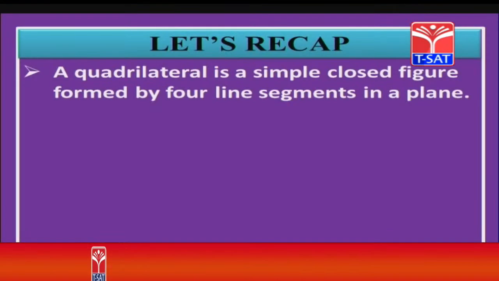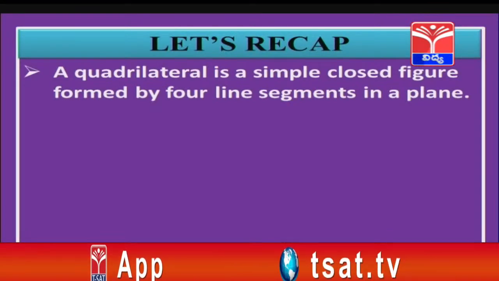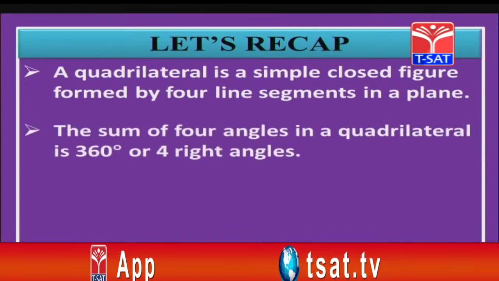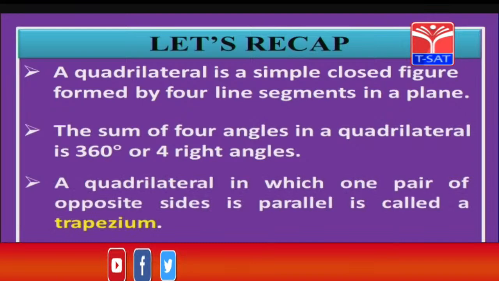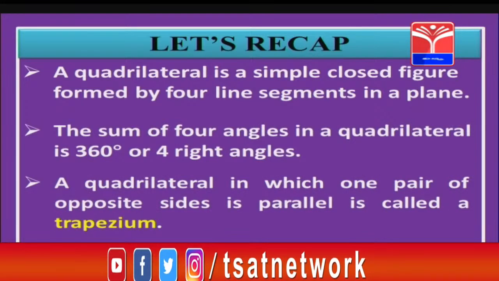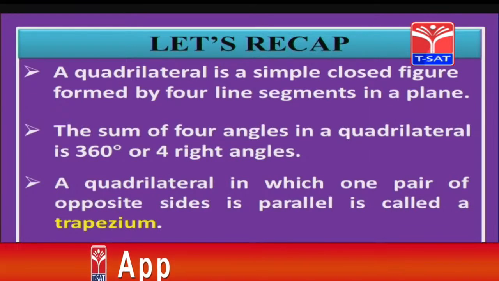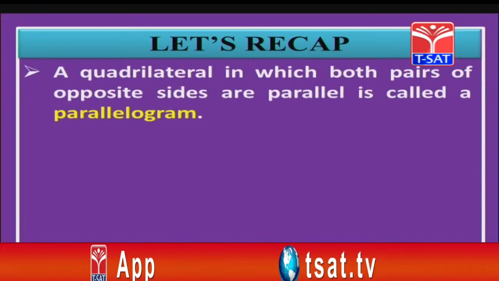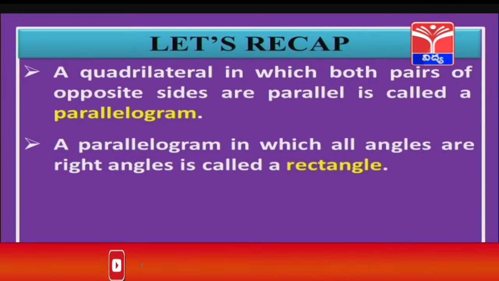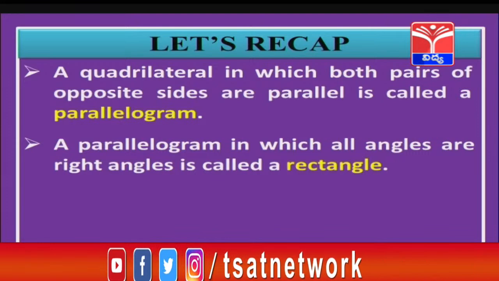Okay, children. Now, before we end our session, let us quickly recap what we have learnt in this session. A quadrilateral is a simple closed figure formed by 4 line segments in a plane. The sum of 4 angles in a quadrilateral is 360 degrees or 4 right angles. A quadrilateral in which one pair of opposite sides is parallel is called a trapezium. A quadrilateral in which both pairs of opposite sides are parallel is called a parallelogram.